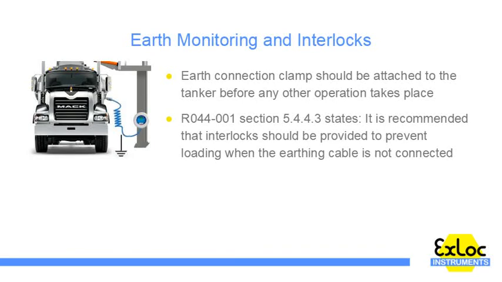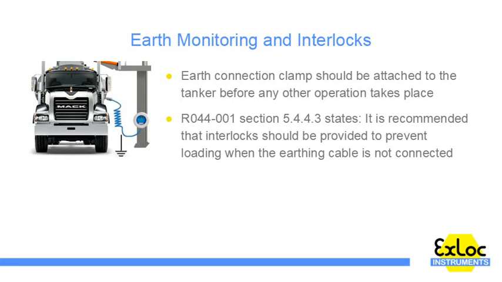Earth monitoring and interlocks. Owing to the higher risk associated with road tankers, R044001 section 5.4.4.3 states, "It is recommended that interlocks should be provided to prevent loading when the earthing cable is not connected to the road tanker." Interlocks tend to take the form of an earth monitoring system that requires the earthing clamp to be connected before starting the transfer pump or opening an automated valve can occur.